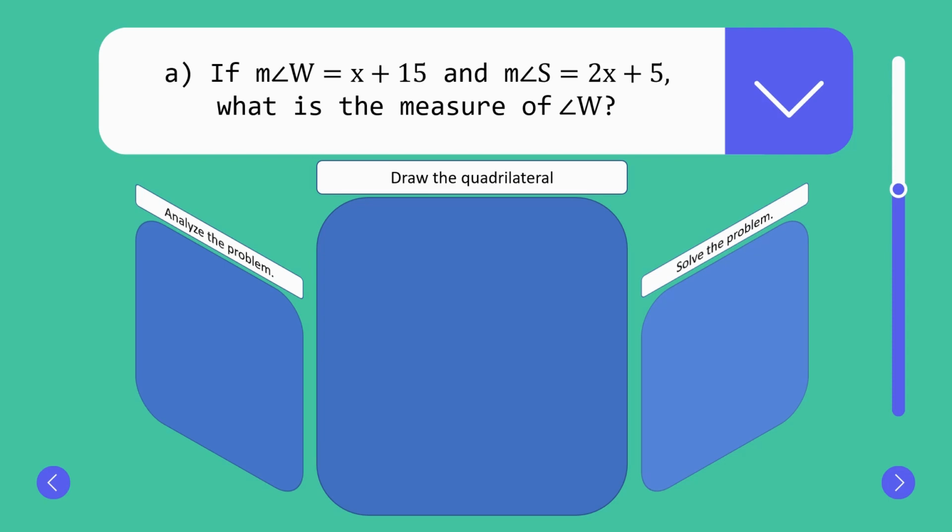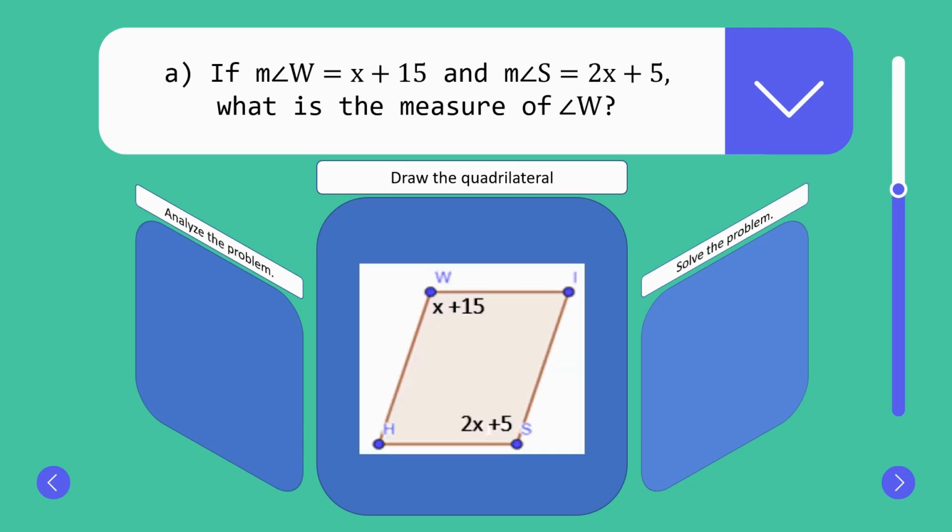Let's start solving for problem A. Recalling the steps for solving problems involving parallelograms, trapezoids, and kites, the first thing that we should do is to draw the quadrilateral. Remember the general given, we have a parallelogram WISH. And problem A gives us the measures of angles W and S, and we assign them in our illustration, wherein angle W is equal to x plus 15 and the measure of angle S is equal to 2x plus 5.